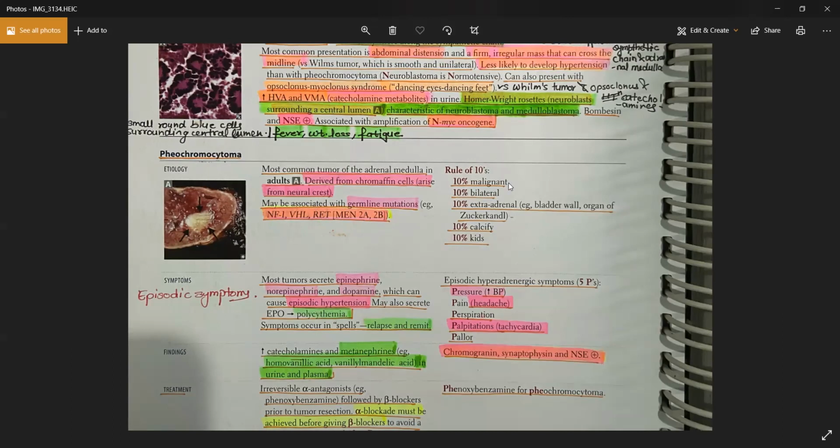You can remember the rule of 10: 10% of them are malignant, 10% are bilateral, 10% can be extra-adrenal, which means the bladder wall or other organs, 10% can be calcified, and 10% will be present in kids. So it is important to remember the rule of 10.